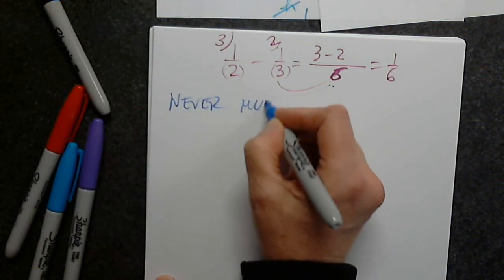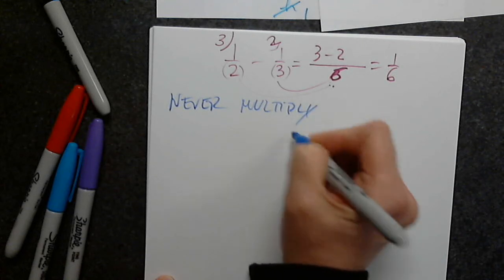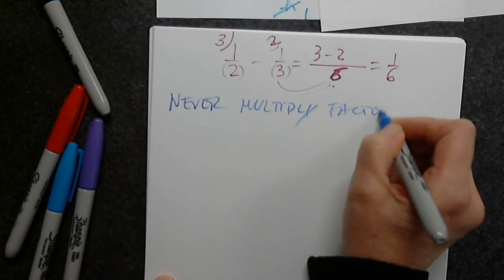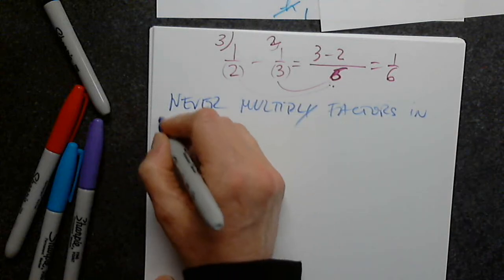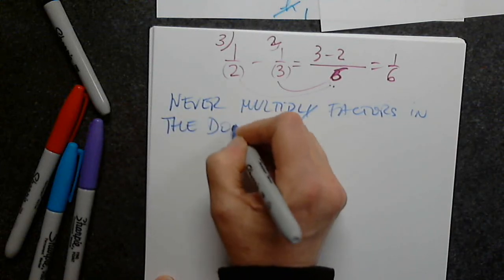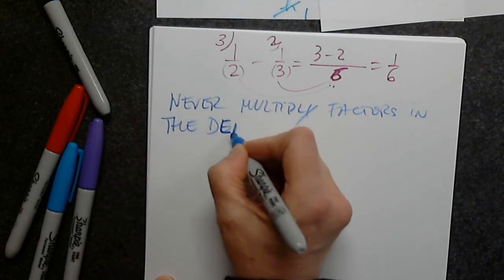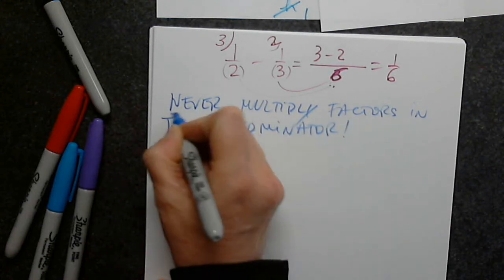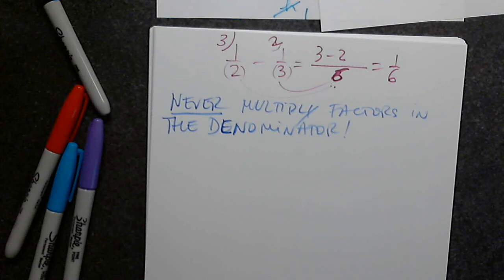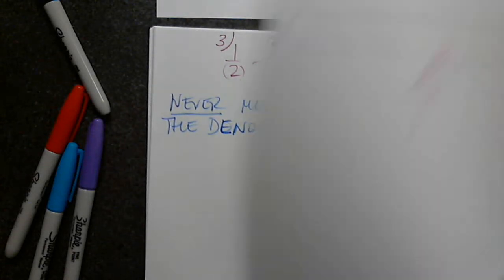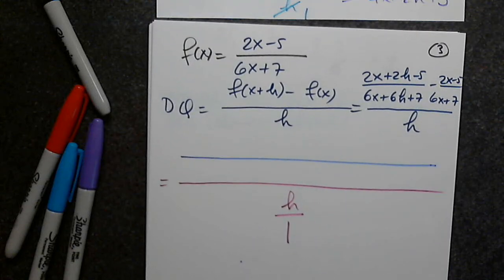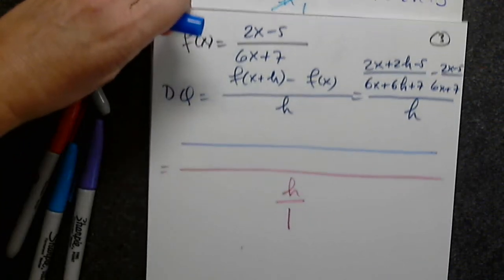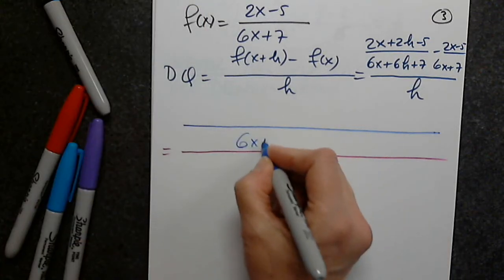Never multiply factors in the denominator. Keep the denominator factored. We wanted it factored. Okay. 6x plus 7 times 6x plus 7. The product of the two. They have nothing in common.